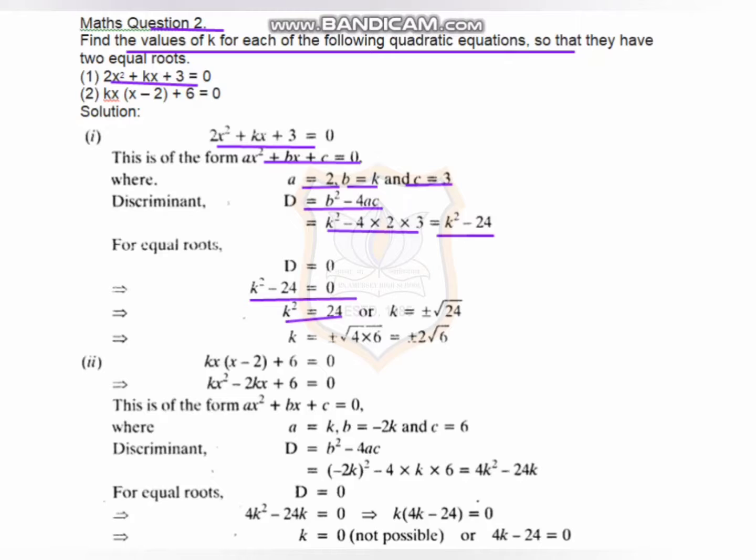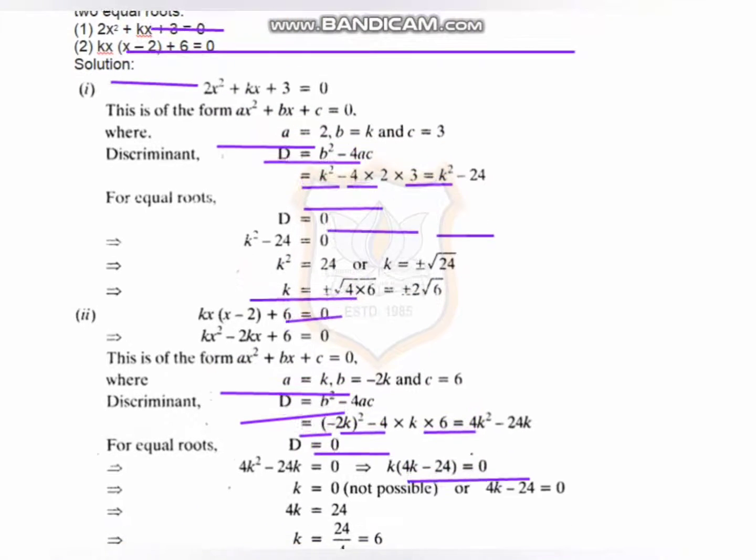In the same way, in question number 2, first of all we have to compare this with the standard form of equation. Here this is a standard form of equation. We get a equals k and b equals minus 2 and c equals 6. So by discriminant b square minus 4ac, we put the value of a, b, c: minus 2 square minus 4 into k into 6. So we get 4k square minus 24k equals 0.